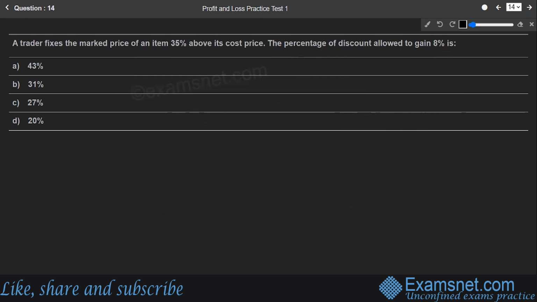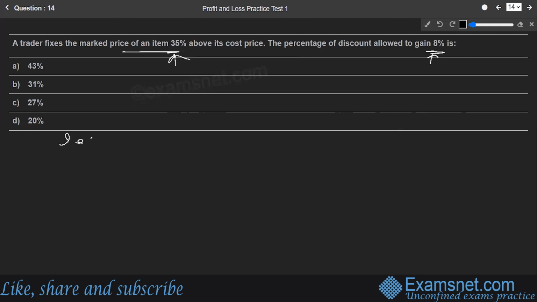Next, a trader fixes the mark price of an item 35% above the cost price. The percentage of discount allowed to gain 8% is? Okay. The shopkeeper has marked the price 35% above the cost price, and on that particular mark price he is offering a discount of some percent, and that's what he wants to know. If I offer a discount of some percent and I still want to gain 8% over the cost price, how much should I mark it above? Okay, so this is the actual question.